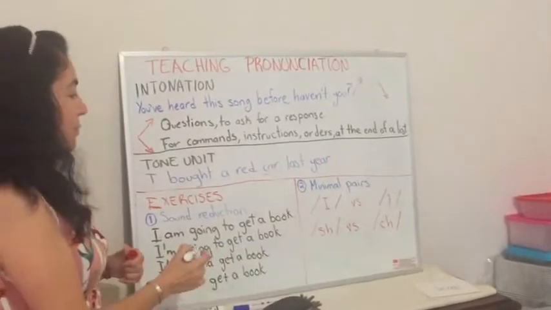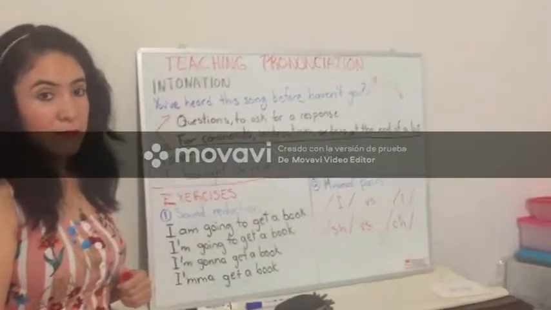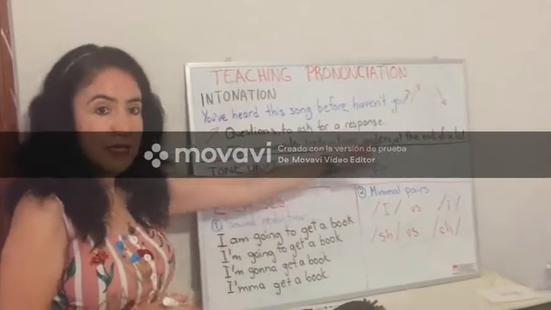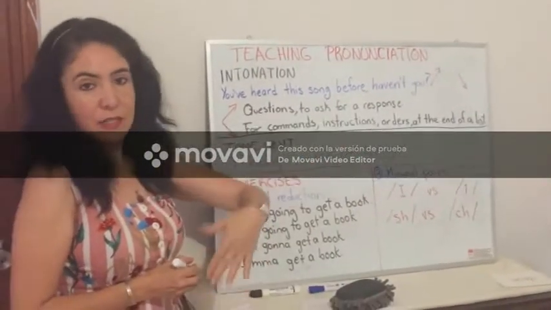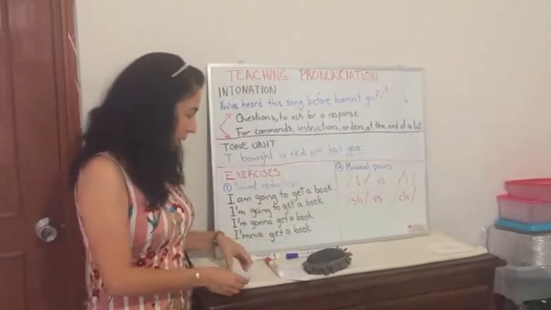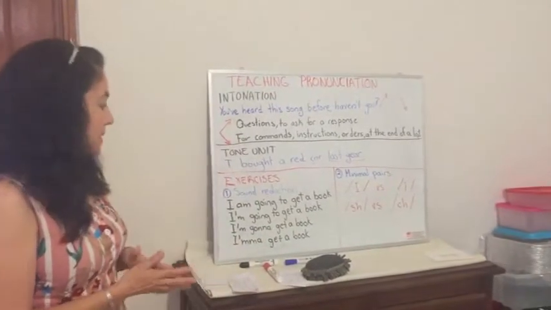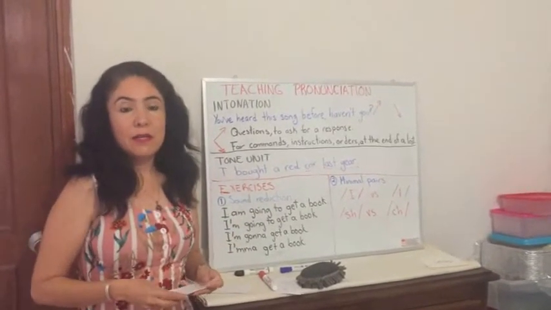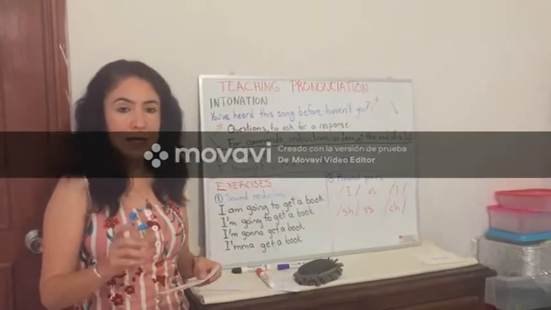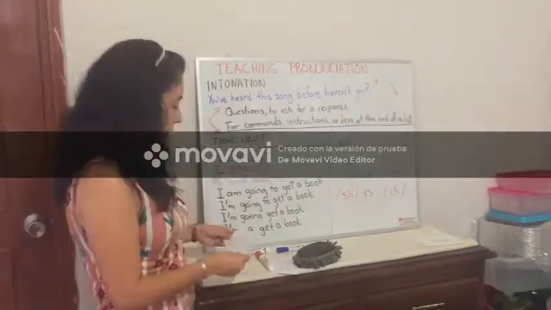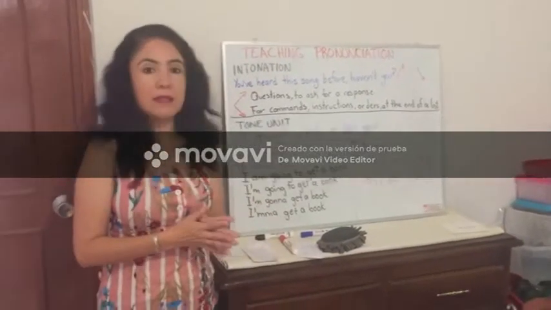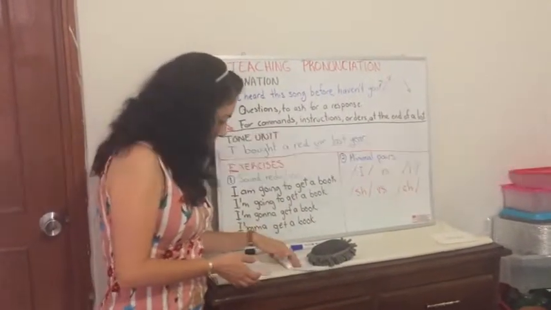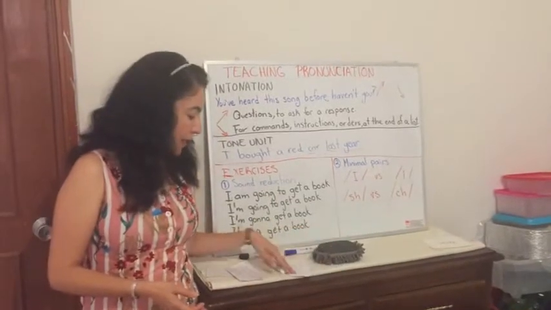Or if I say, "I bought a red car last year," then that means that I want to emphasize that I bought it last year, not this year, not 5 years ago, etc. So the tone unit is important so that we can change or express the right meaning of our sentences. I mentioned that it's important to differentiate the functional words versus content words.